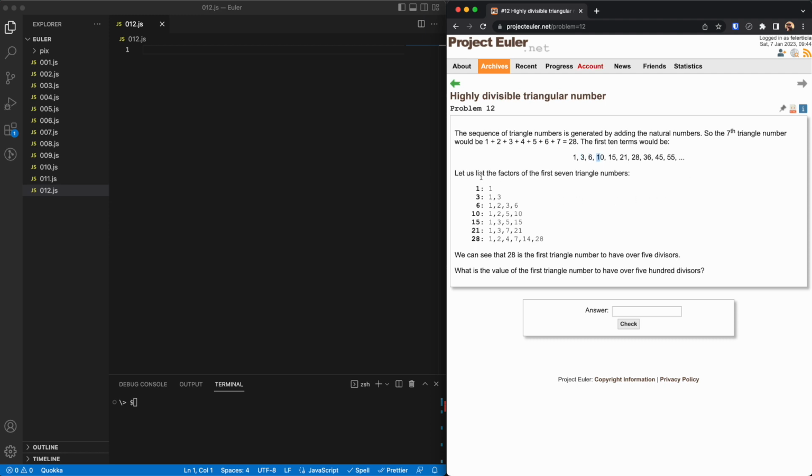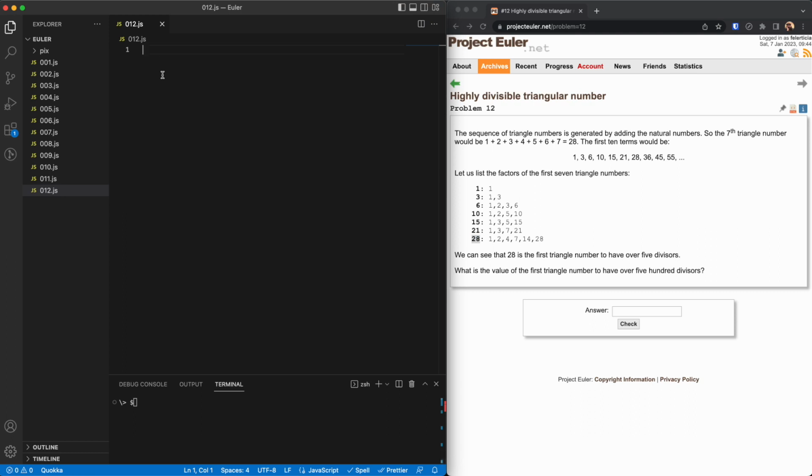If we list the factors of these 7 numbers, we get these. We can see that 28, which is the triangle number for 7, would have over 5 divisors. So it has 6 divisors, right? What is the value of the first triangle number to have over 500 divisors?